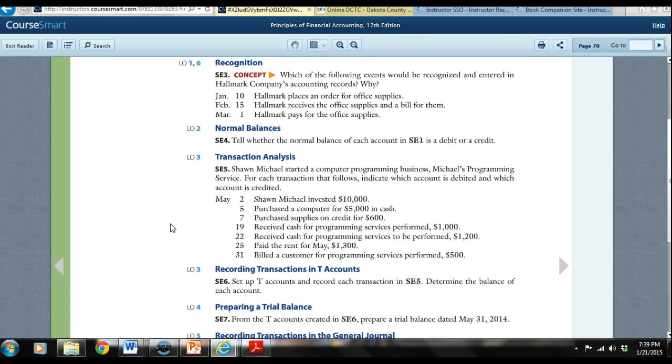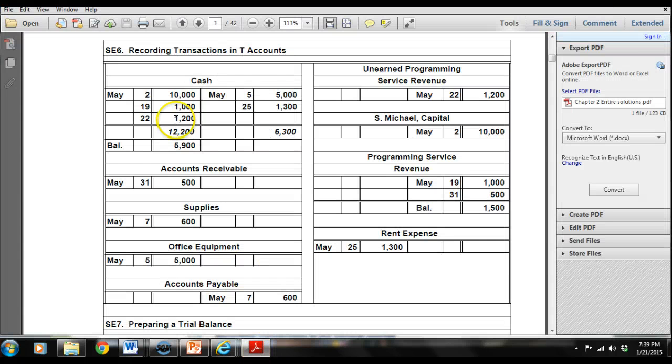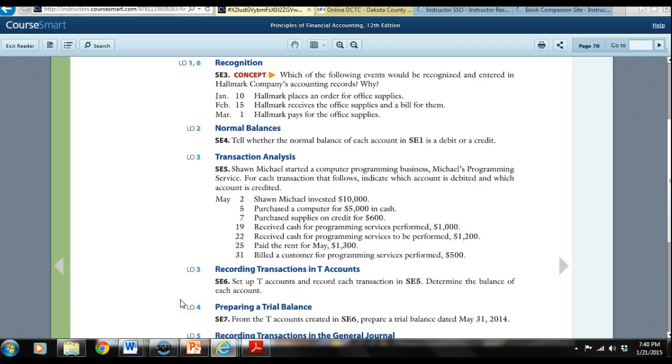Next. Now it says May 5th, purchased a computer for 5,000 in cash. What were we going to do there? We're going to debit office equipment for 5,000. And then we're going to credit cash for 5,000. Do you see how we put that in there? Isn't this exciting? Riveting. Debiting and crediting.